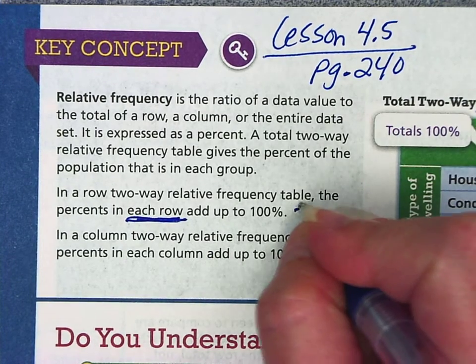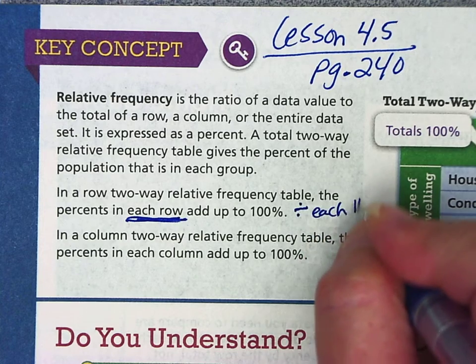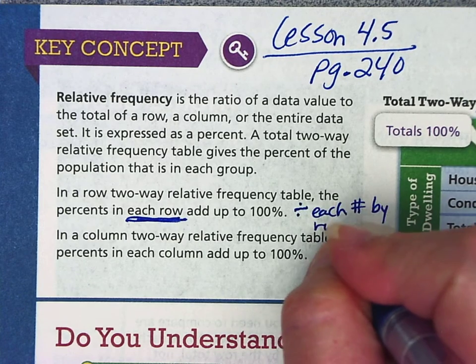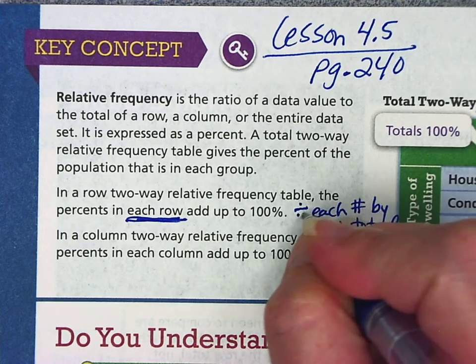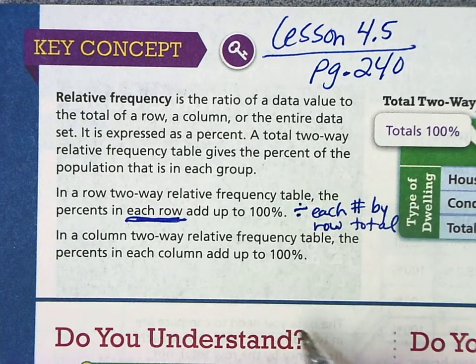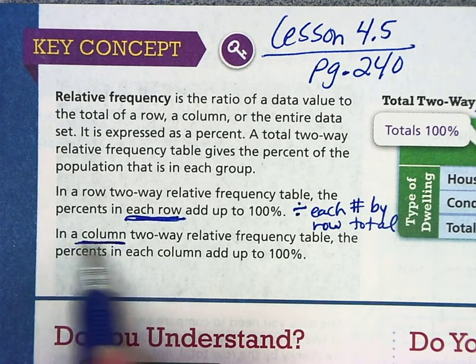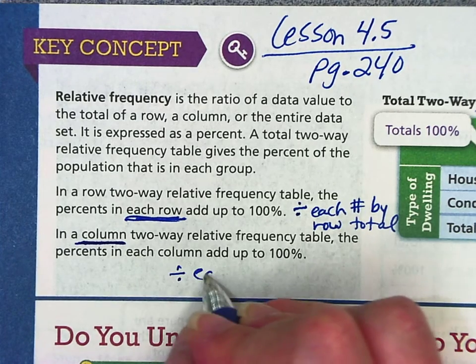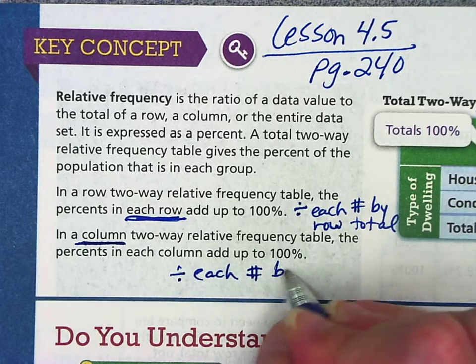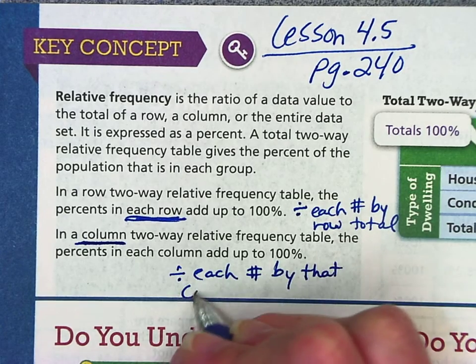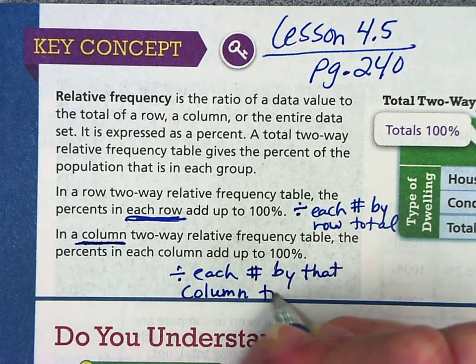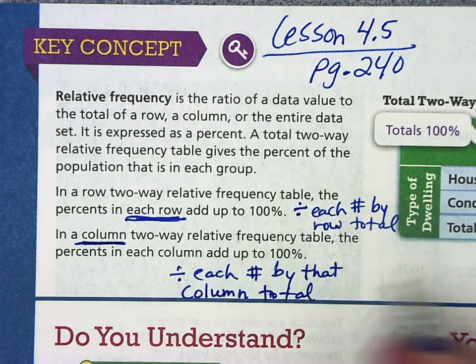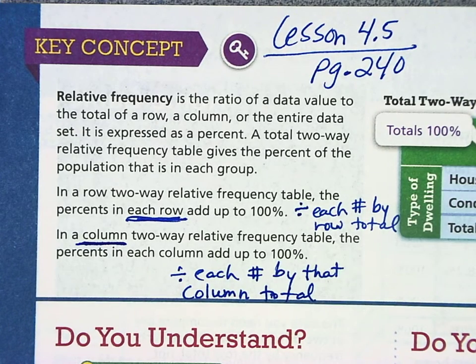you're going to divide each number in the row by the row total. If it asks you to look at it as a column two-way frequency table, then you're going to divide each number by that column total. So you have to make sure that you're reading it and looking at what they're saying exactly, by row or by column. Okay, so let's take a look at an example, a couple of examples.